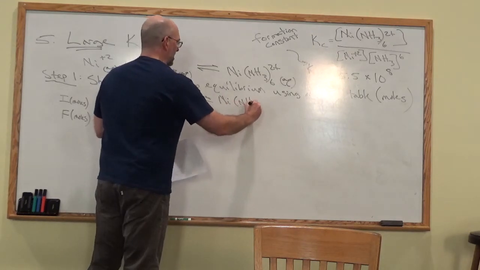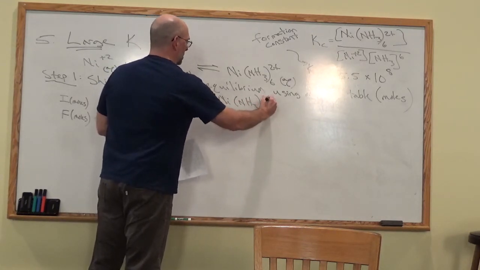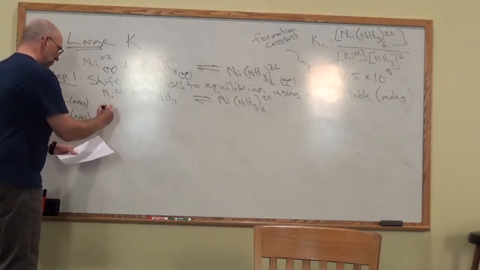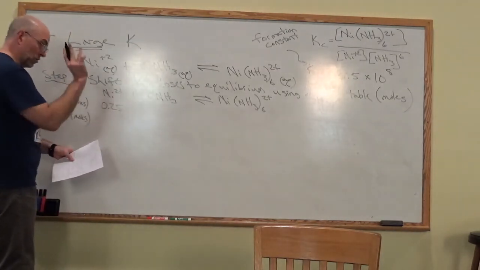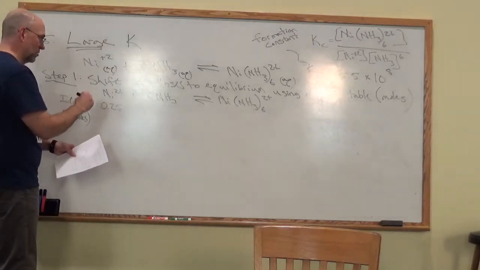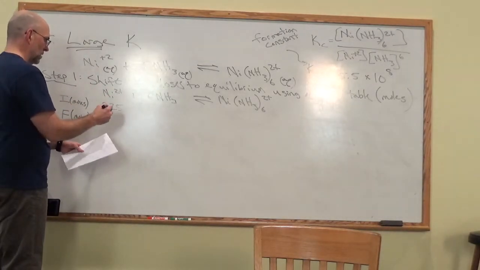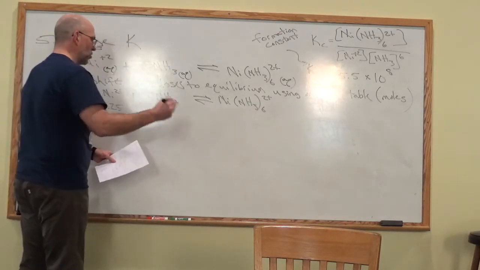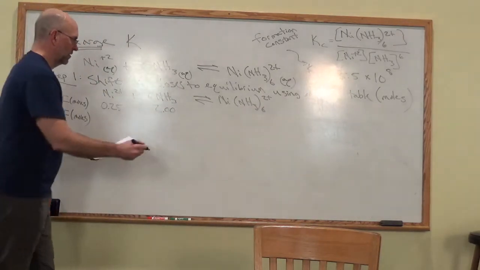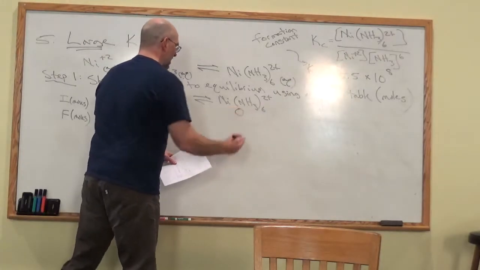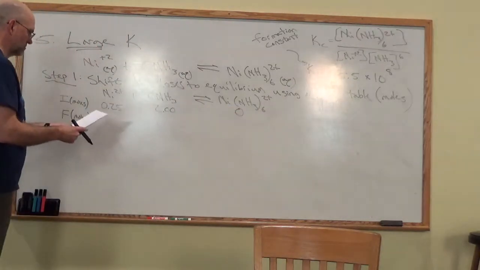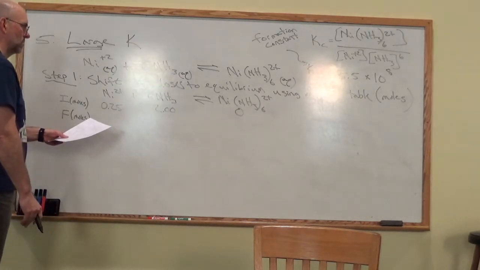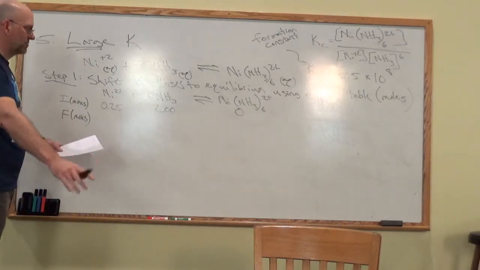I have a tendency to make these problems harder than they should be. Okay, so we start off with 0.25 moles. It's an if table, a little different. And we start off with 2 moles of ammonia. And nothing here. Okay. Well, what's going to happen here? This may take some time.